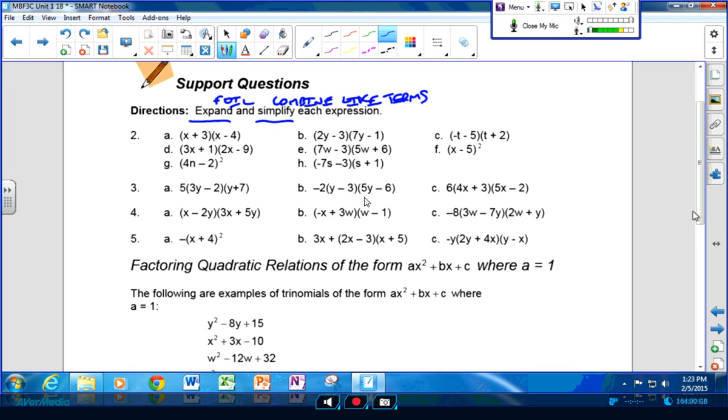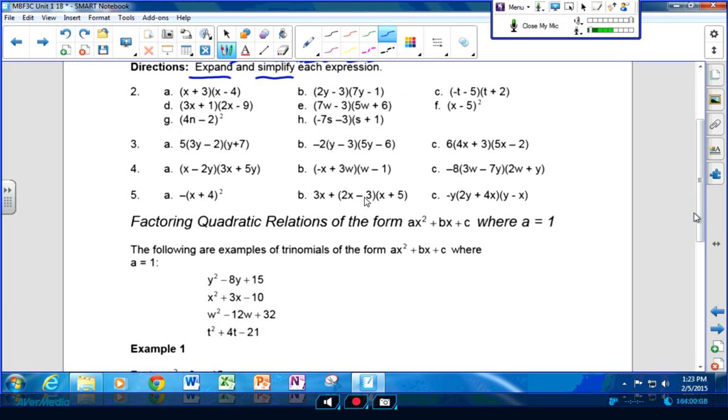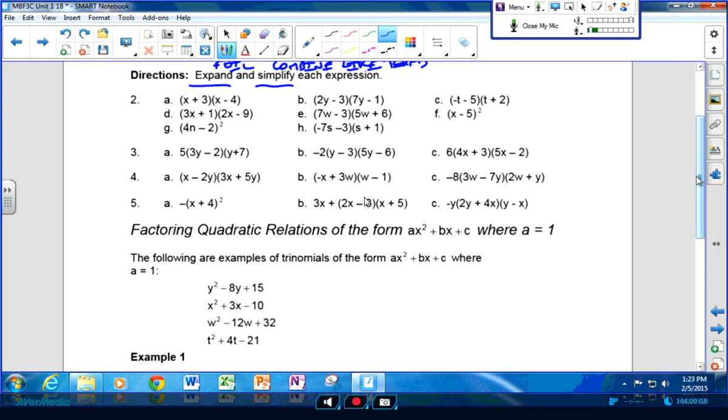And really, there's no reason to say that. That's what you're supposed to do. You would never leave it with like terms, more than one. You'd never leave it unsimplified like that.